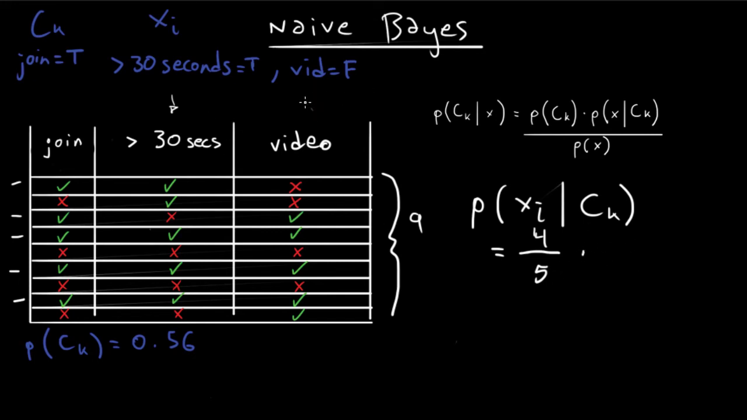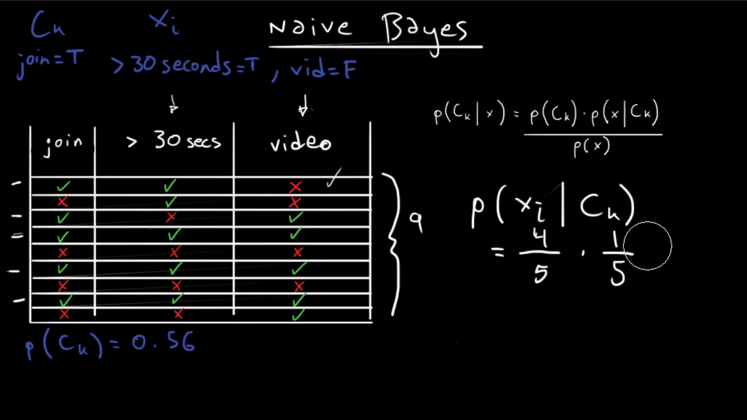Now let's look at the second column, video. And we're still constrained to the same cases. We're only looking at those observations when people in fact joined. But this time we're looking at when they did not watch the video. And I only count 1 example where they did not watch the video. So we're going to write 1 out of the 5 cases where the selected class was true.